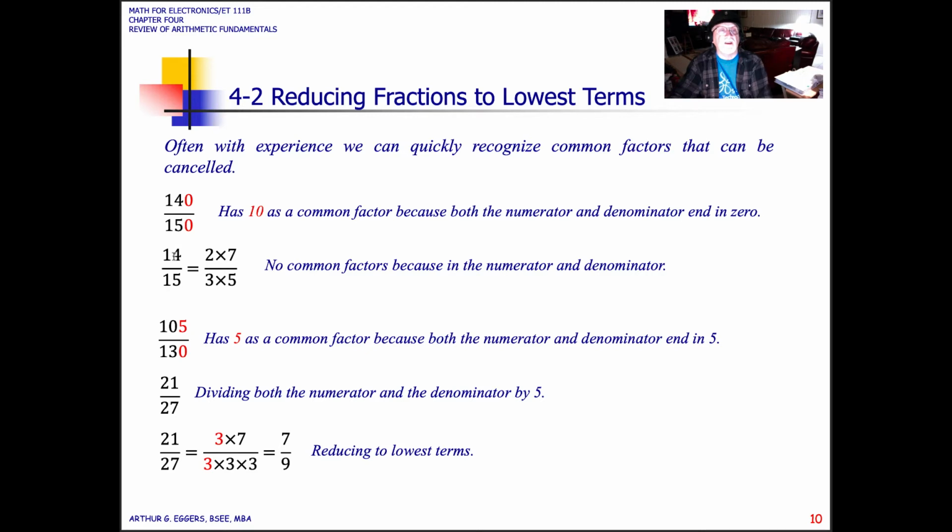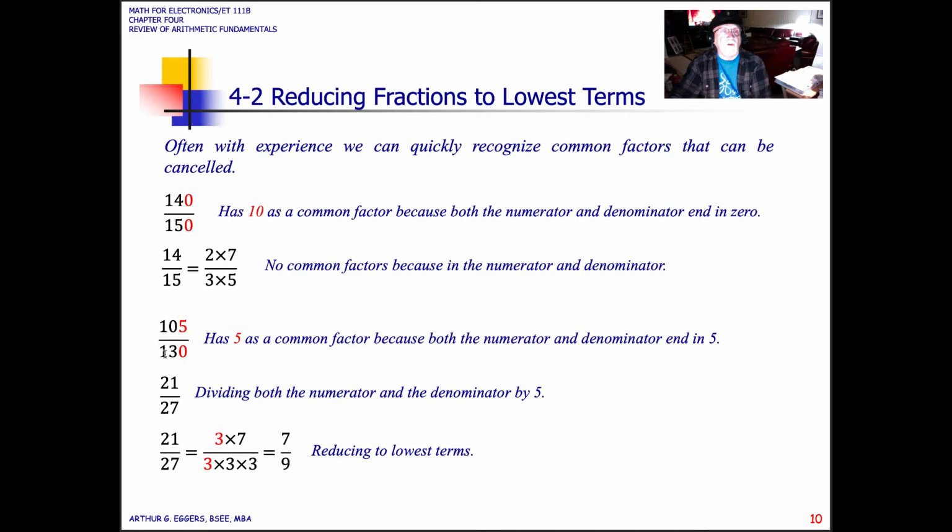14 over 15. 14 is 2 times 7. 15 is 3 times 5. We're done. 14 fifteenths is prime. No, it can't be factored any lower. Okay? It does not have a common factor.